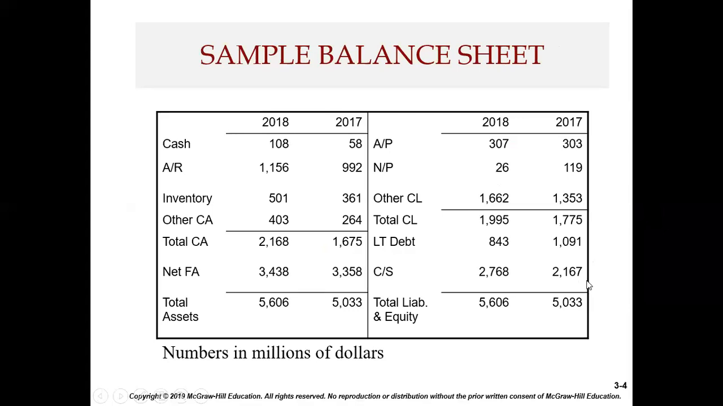So here's a sample of a balance sheet like we saw in Chapter 2, where we have our assets, current assets, CA, on the left, net fixed assets, and total assets. And this is in your book as well.